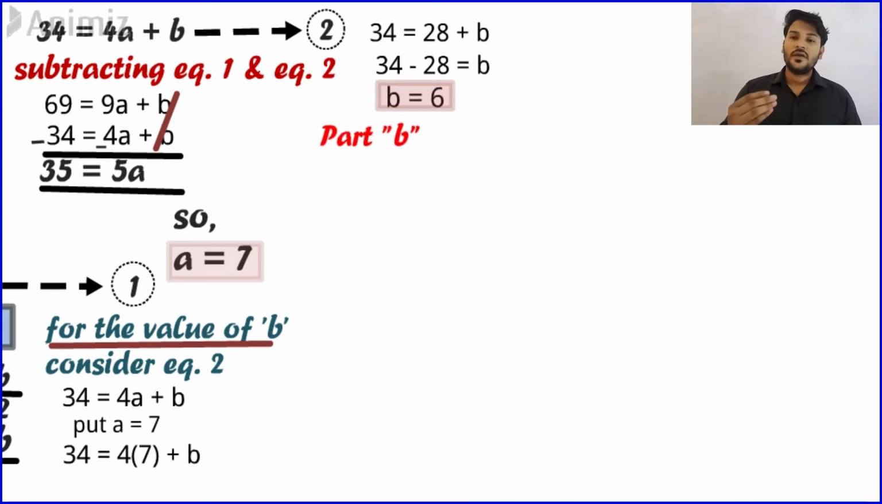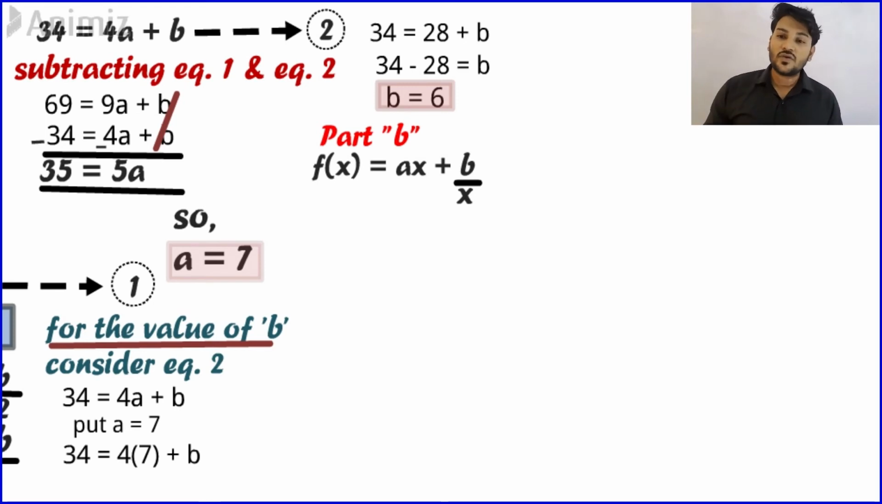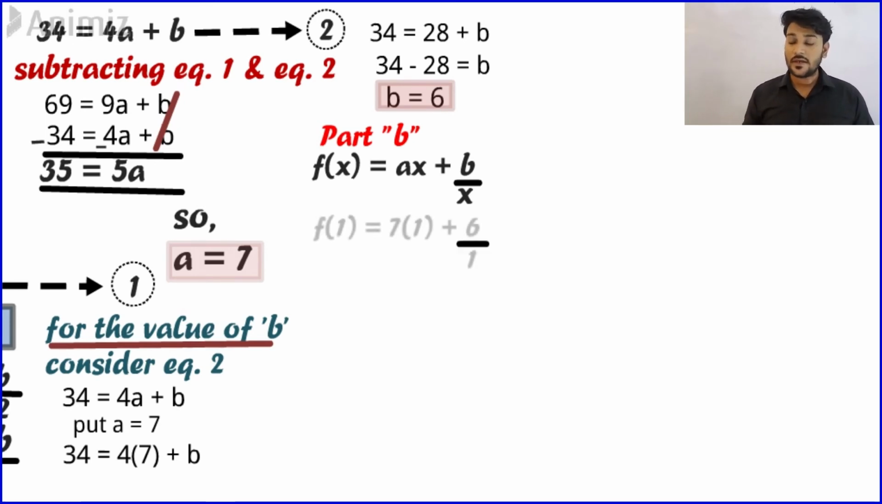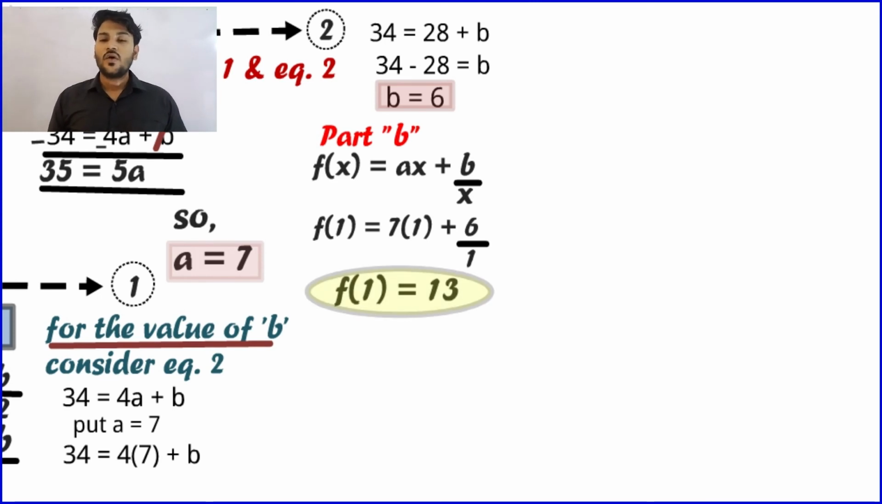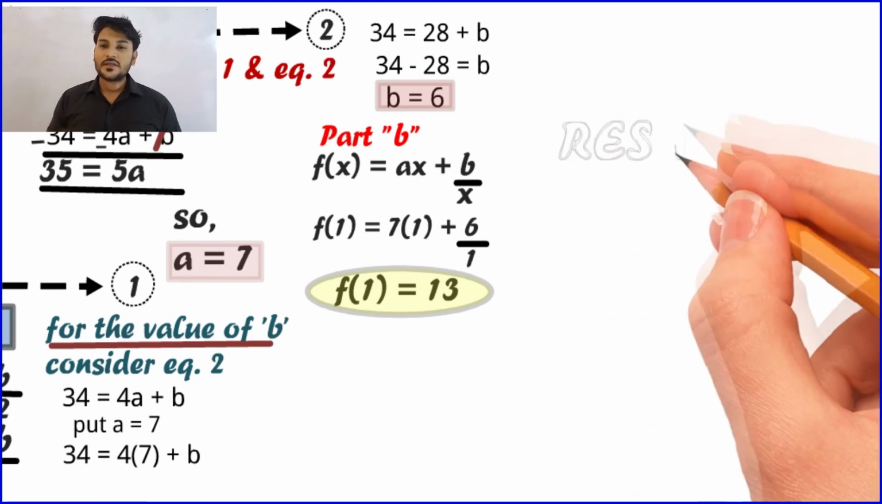Now we solve the second part, part B, and in part B we have to find the image of 1 under this mapping. For part B, we consider the function which is already given in this question, f(x) = (ax + b)/x. We put all known values: a = 7, b = 6 and x = 1. Putting all known values, we calculate the image of 1 and the final answer is 13.